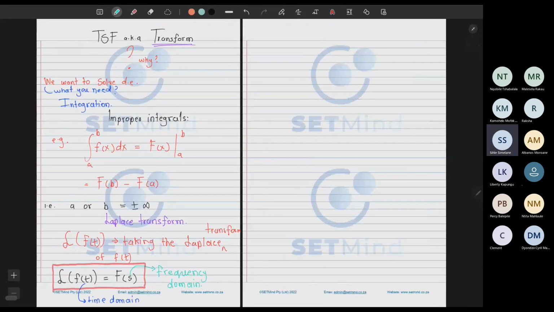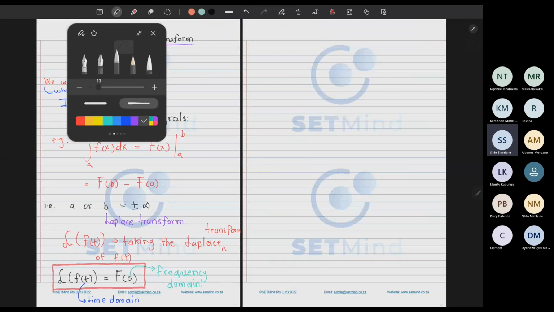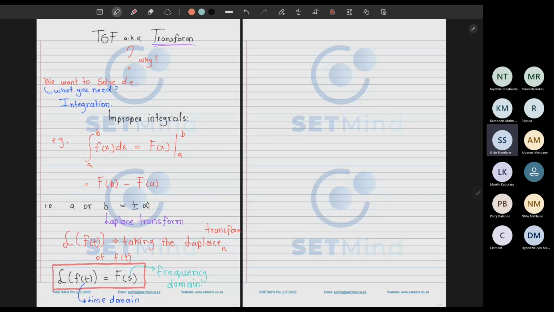Okay, so it's just the basic terminology which you need to be aware of. Obviously, you're not going to get assessed, but it really helps for you to know what exactly you are doing. So when you're taking the Laplace transform, we are transforming a function from the time domain to the frequency domain. That's what we are doing.